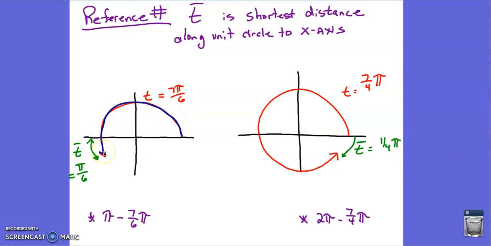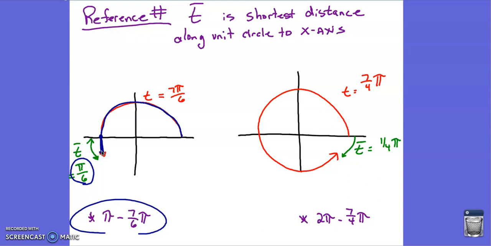One way to look at this is, pi is half a circle, and then you're going 1/6 more. That's what you're doing. So the reference number is pi over 6, because it's literally the shortest distance to the x-axis. So that's what you need to find.